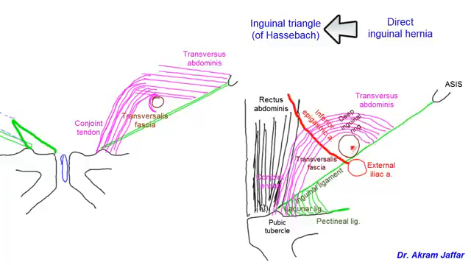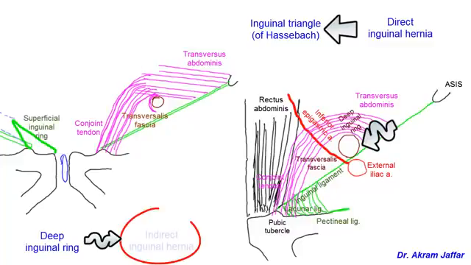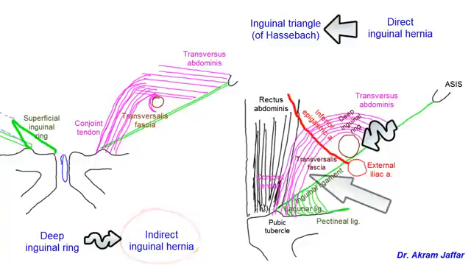A hernia that passes through the deep inguinal ring, goes into the canal and appears through the superficial ring, is called an indirect inguinal hernia. A hernia that pushes itself through the posterior wall of the inguinal canal in the region of the inguinal triangle and appears through the superficial inguinal ring is called a direct inguinal hernia.